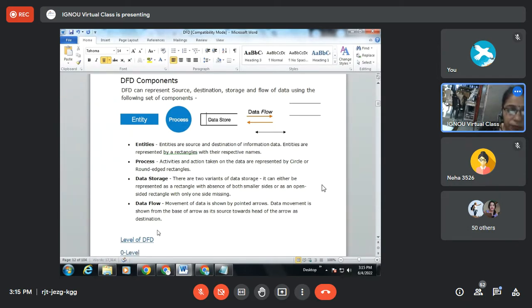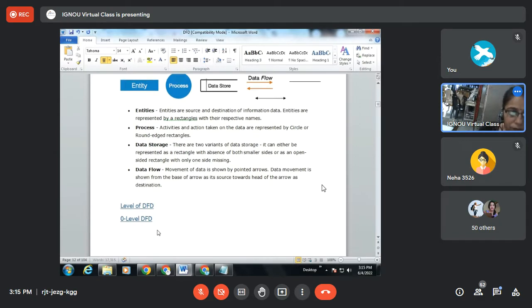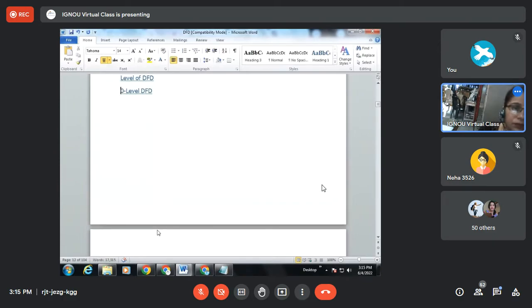Zero level DFD will reflect all inputs and outputs. First level DFD will reflect all processes. Second level DFD will reflect all sub processes. This small template, zero level DFD, is also called a context level DFD.